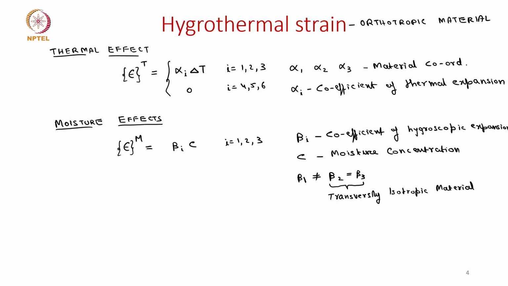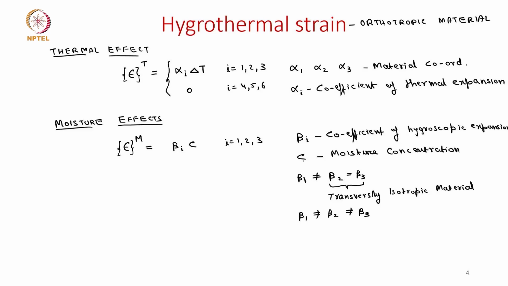According to the definition of transversely isotropic materials, we said there is a plane where the properties in any direction in that plane are the same. So here that plane is 2 3. 2 3 is the plane where the properties are the same in any direction. So we can take beta 2 equal to beta 3, but of course not all composites have to fall in this category of transversely isotropic material. We can also have materials where all three, beta 1, beta 2 and beta 3, are unequal.